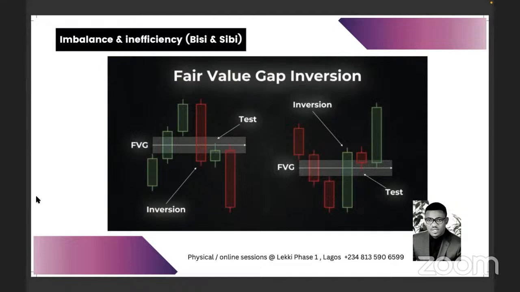So there are 2 concepts I exposed here: the fair value gap itself, how to trade it, and also the fair value gap inversion itself, how to trade it. Those are the 2 things that we have been able to establish here. And we are gradually rolling to the end.